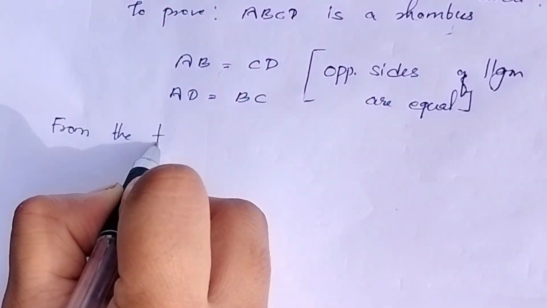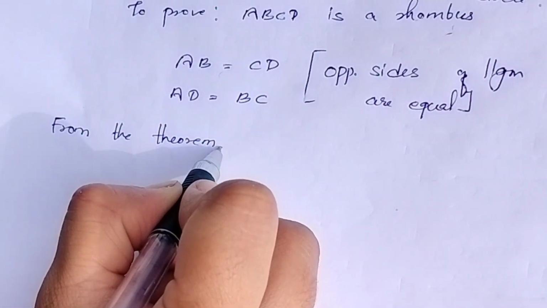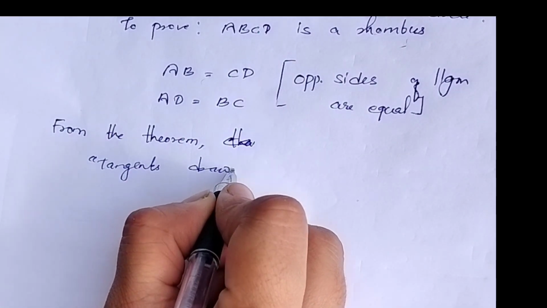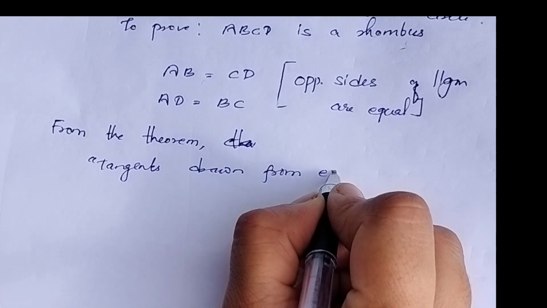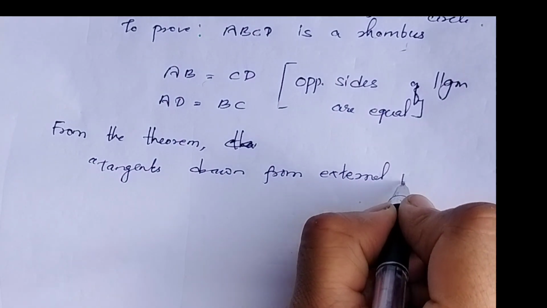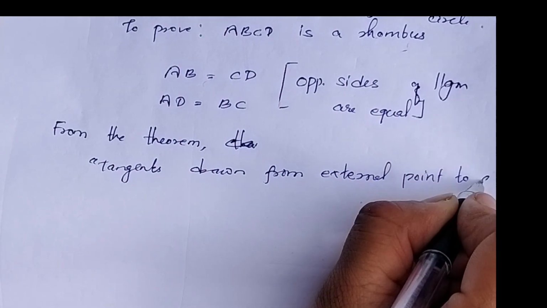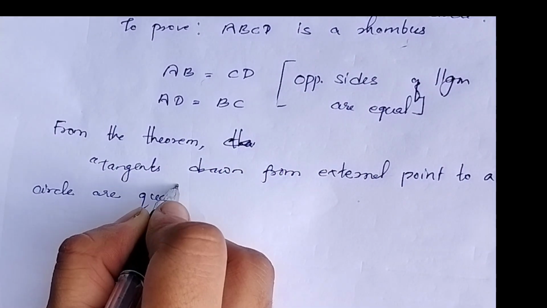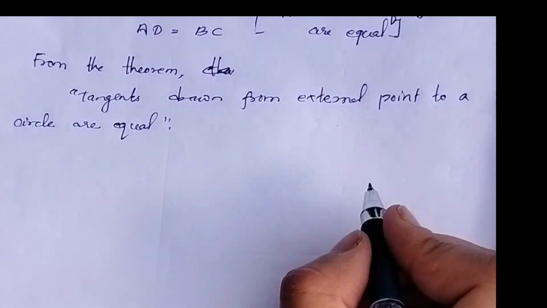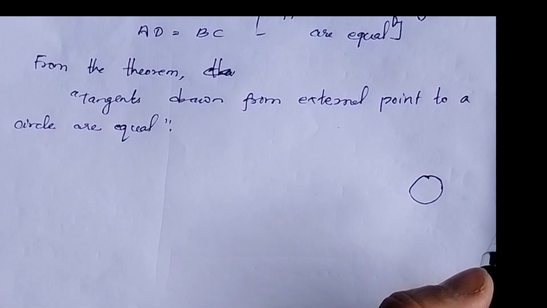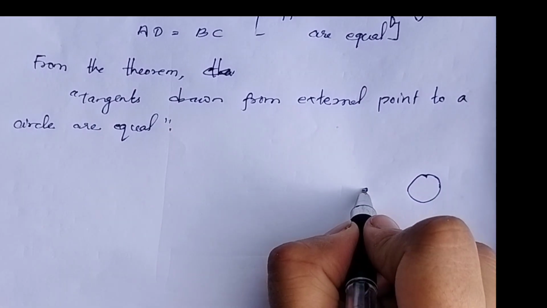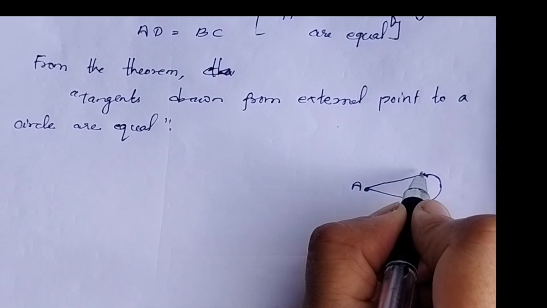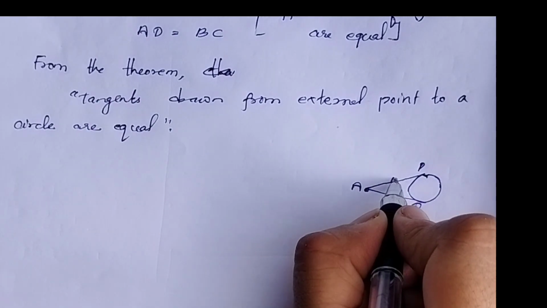Now we will use one theorem. What it says is that tangents drawn from an external point to a circle are equal, which means that, for example, there is one circle and one point, and from that point two tangents are drawn, for example this is P and Q. These will always be equal.